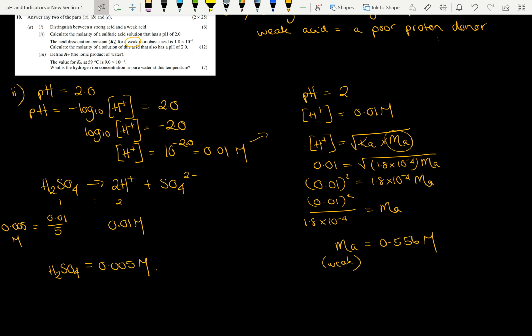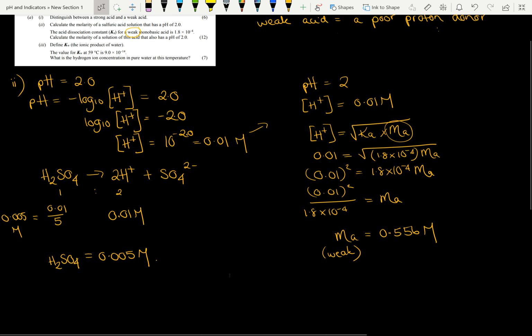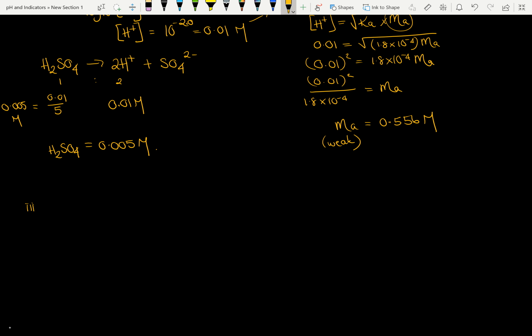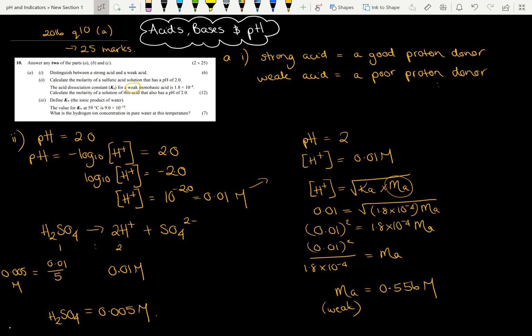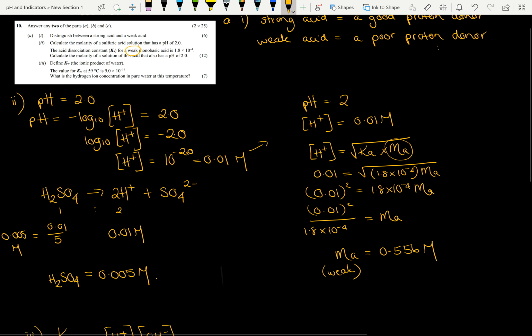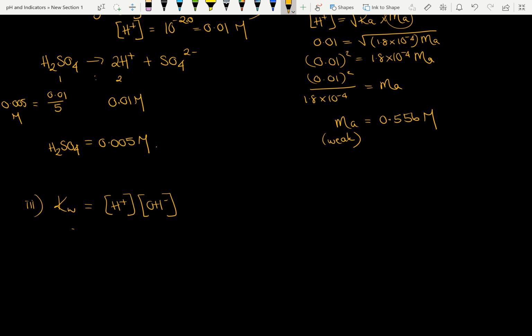Now the final question asks us to define Kw, the ionic product of water. Okay, so we know that Kw is the concentration of the hydrogen ions multiplied by the concentration of the hydroxide ions. Now they're telling us a value for Kw at a specific temperature, and they're asking us to calculate the hydrogen ion concentration of pure water at this temperature. So what they're saying is that the H plus concentration times the hydroxide ion concentration is equal to 9 by 10 to the minus 14.